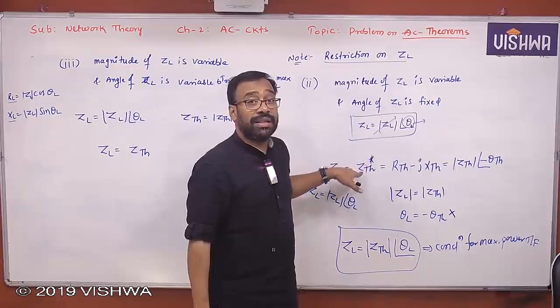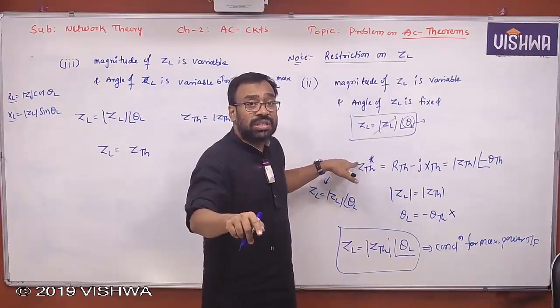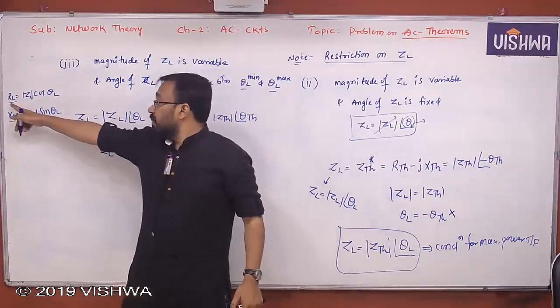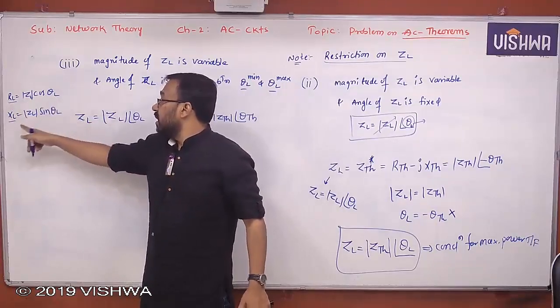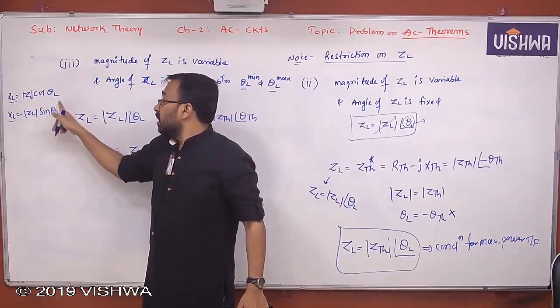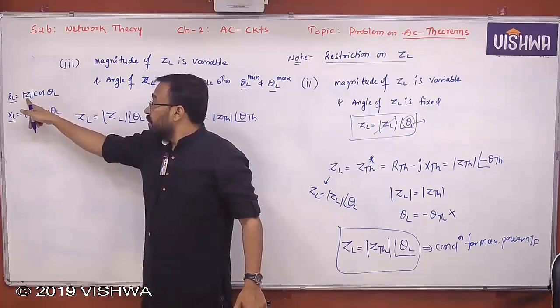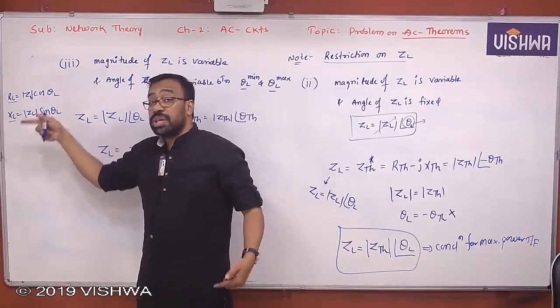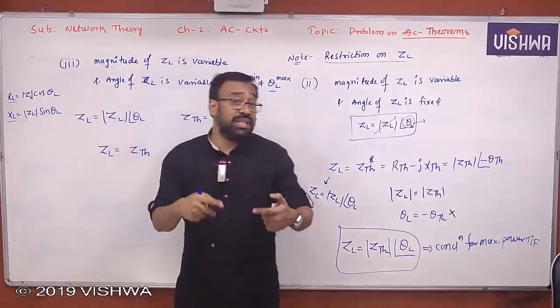Then why are you applying this? Yes, even though the angle is constant, when you convert that into rectangular form, look at this. What is the real part? RL is equal to ZL cos theta L. XL is equal to ZL sin theta L. Though theta L is fixed, the magnitude of ZL is changing, so RL is changing and XL is changing, both are changing. When both are changing, what is the condition for maximum power transfer?